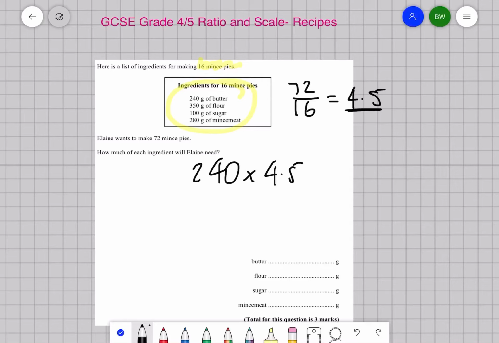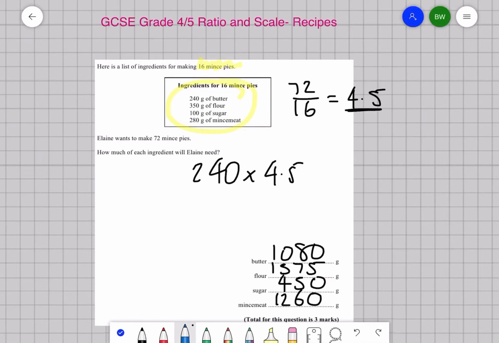So 240 times 4.5 is 1080. 350 times 4.5 gets me 1575. 100 times 4.5 is 450. And then 280 times 4.5 gets me 1260. So I've got all of those values.